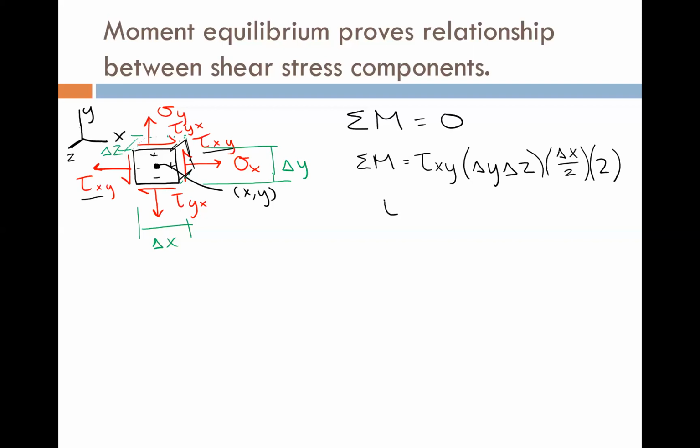Our tau yx terms, however, are creating negative moment. They are acting on a face whose area is delta x, delta z, and the moment arm, this distance here, is delta y over 2. And once again, there are two of them. We have one up top and one down low. And we all know that this equals 0 because in statics, when we have forces in equilibrium, everything equals 0.